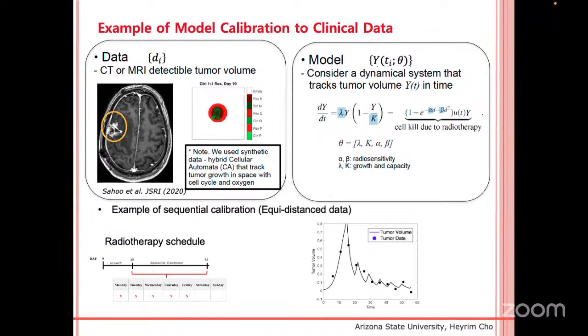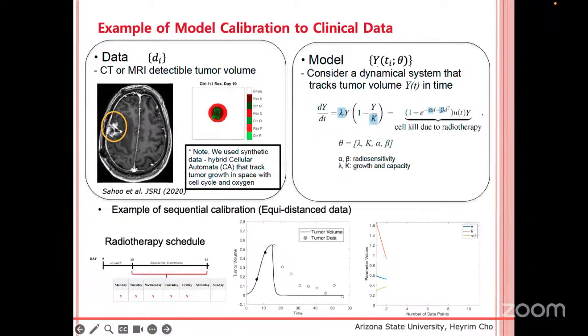But to establish the first result, we set up the simplest setting where the collectible data is just tumor volume. So at each time point, you're going to have 1 number. And then because I have 1 number, I will calibrate that into 1 ODE model, which is simply logistic growth with the linear quadratic radiotherapy term. For radiotherapy, we're going to assume 6 weeks and Monday to Friday scans. And then here is an example of the data that we generated, not patient data. It's synthetic data we generated with a hybrid agent-based model.